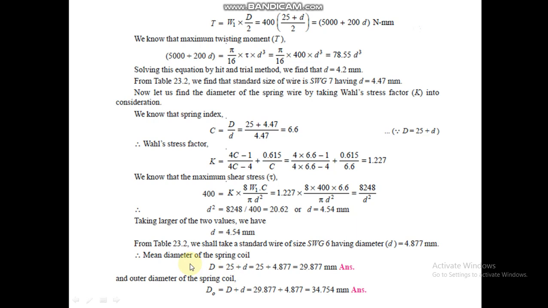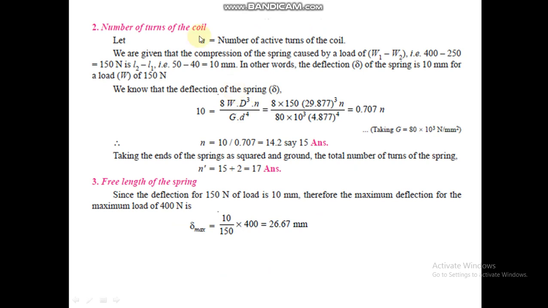So the mean diameter of the spring coil, capital D, is inside dia plus wire dia. So 25 plus 4.8, 29.8 will be your mean dia. Outside diameter of the spring coil, the outer dia, will be mean dia plus wire dia. So 29.8 plus the wire dia, you will get 34.6.